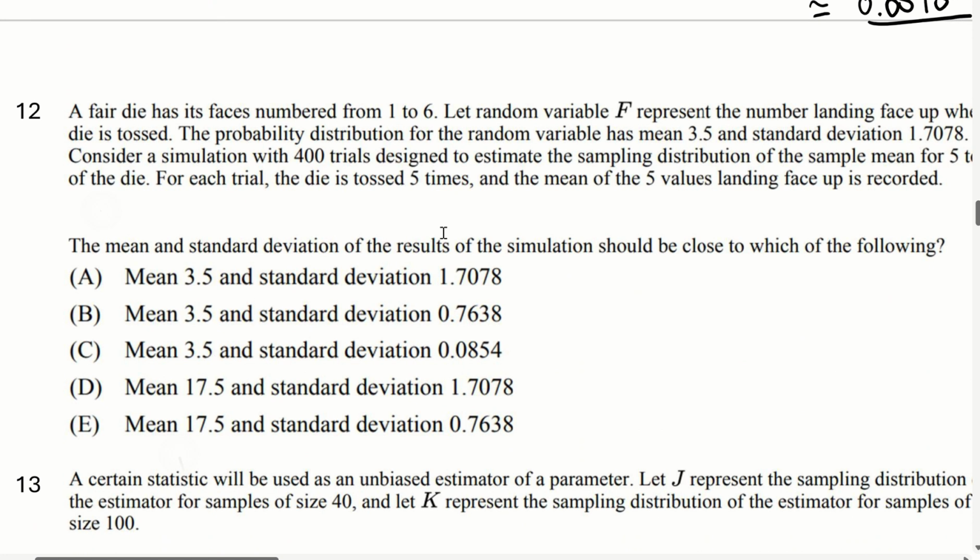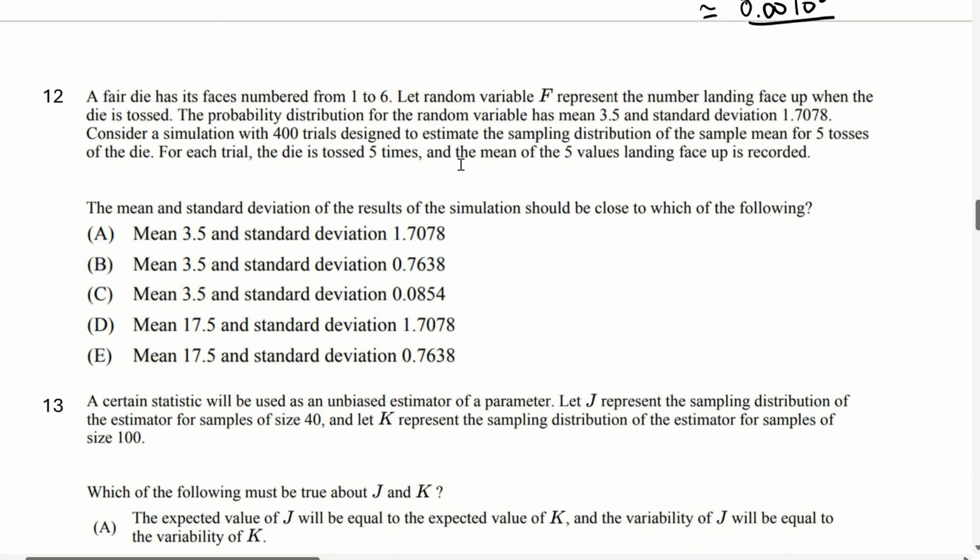All right, so number 12. A fair die has its faces numbered from 1 to 6. Let random variable f represent the number landing face up when the die is tossed. Okay, and then the probability distribution for the random variable has a mean of 3.5 and a standard deviation of 1.7078. Oh, look at that. So if you looked at this question, you could have used that for the other stuff. But we showed you how to get that, 3.5 and then 1.7078 on the calculator, right? So that's what they're saying there.